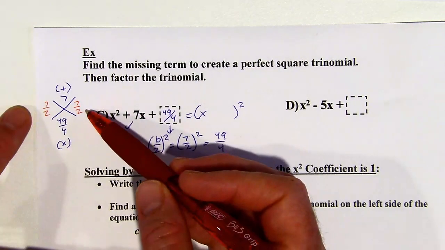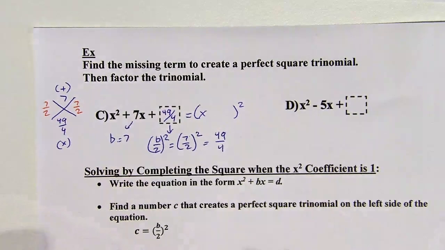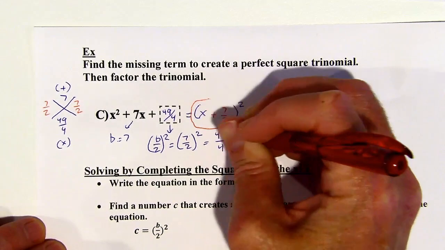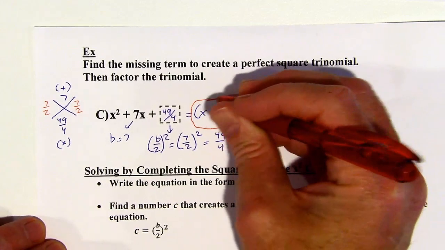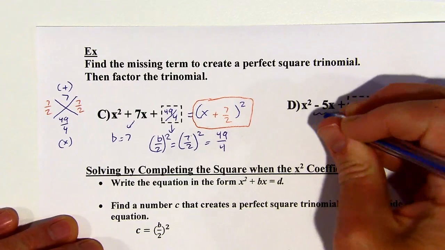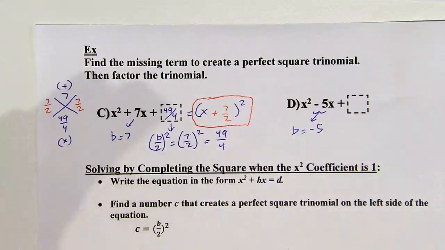But if you add these together, they're each 3.5, right? So 3.5 plus 3.5 would be 7. So that means this is what my factored perfect square trinomial is going to look like. Okay. All right. So keep in mind this b is negative. So the negative is part of the b.